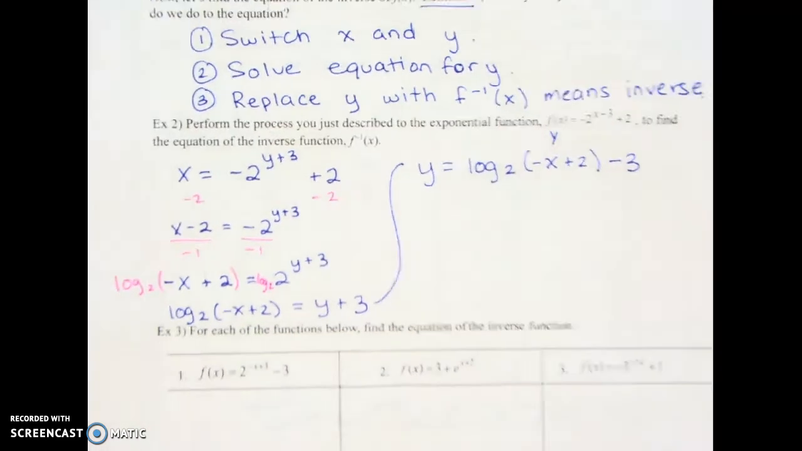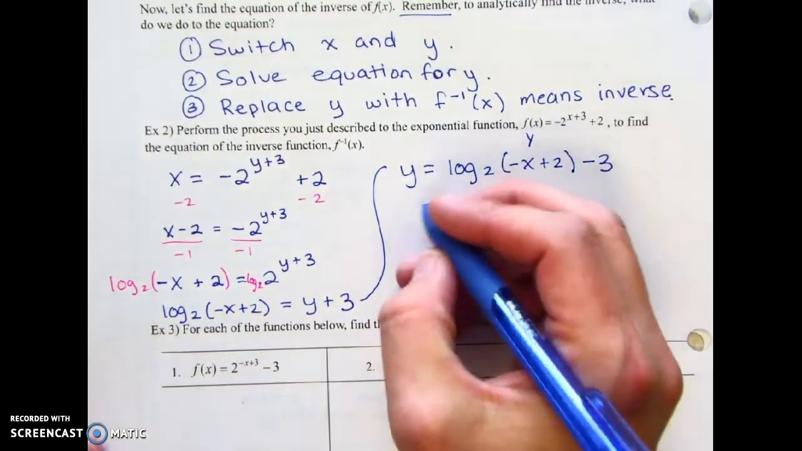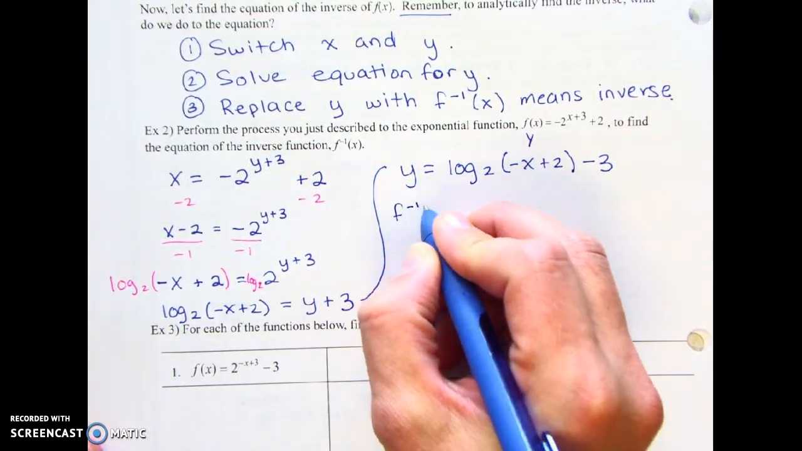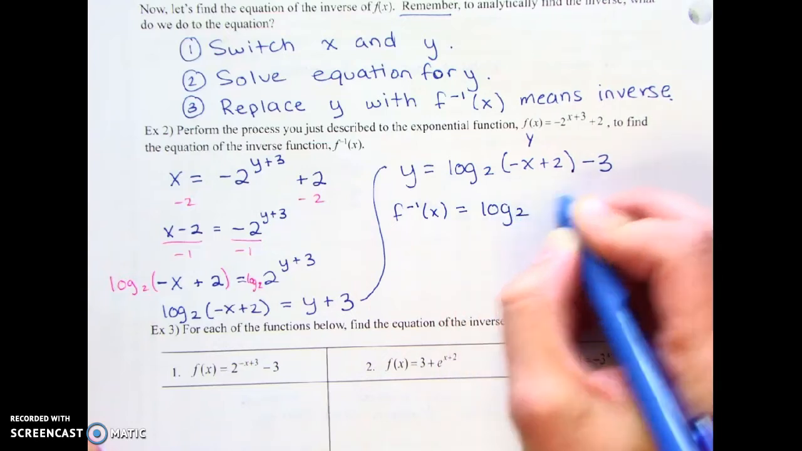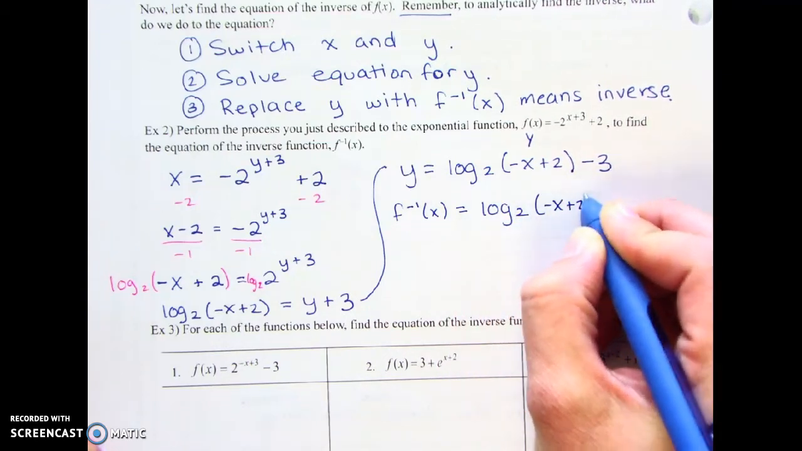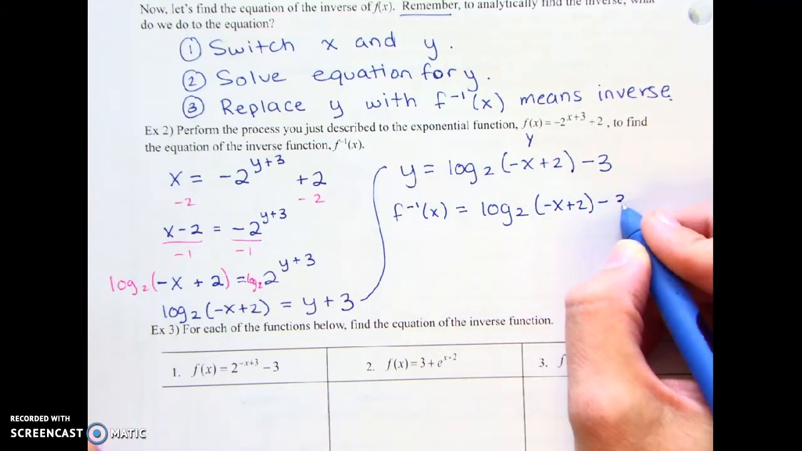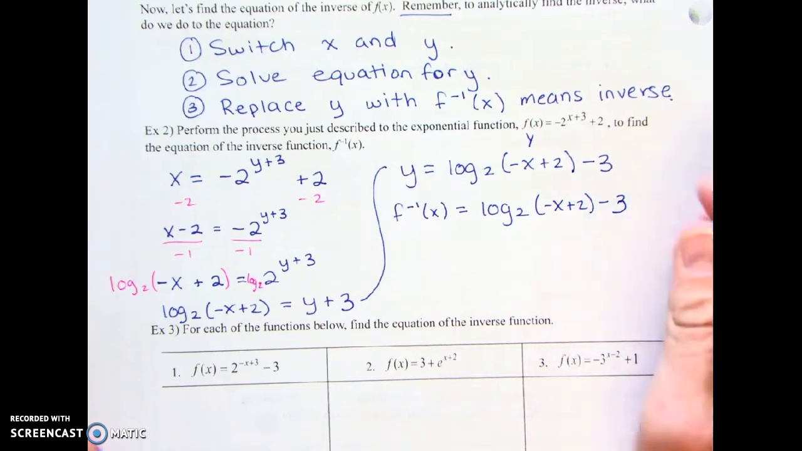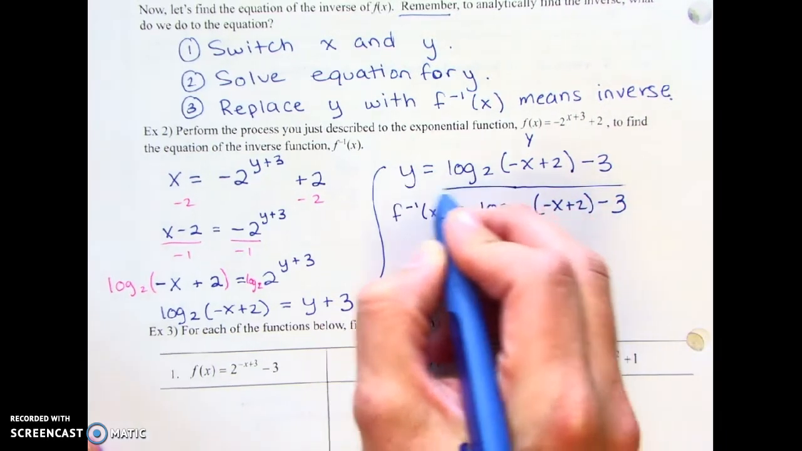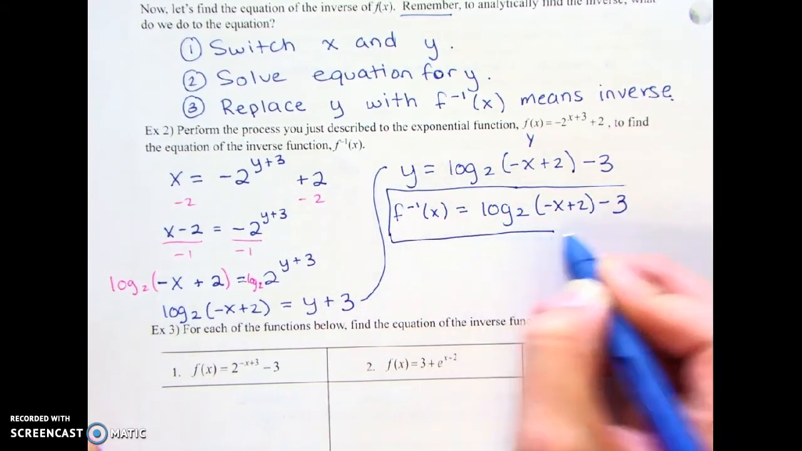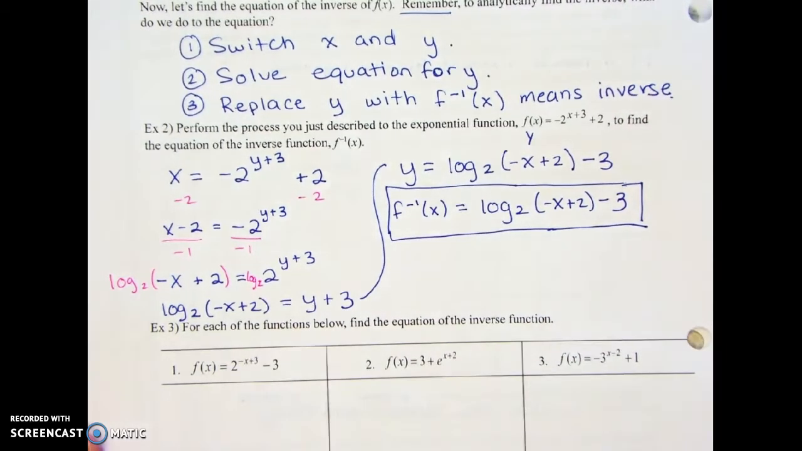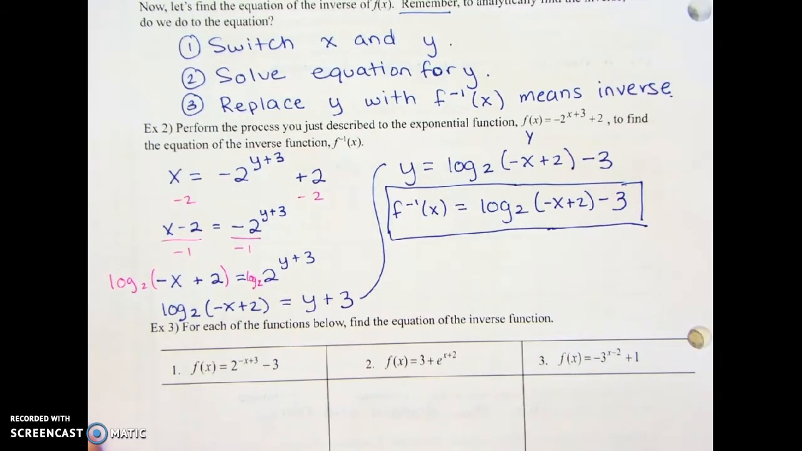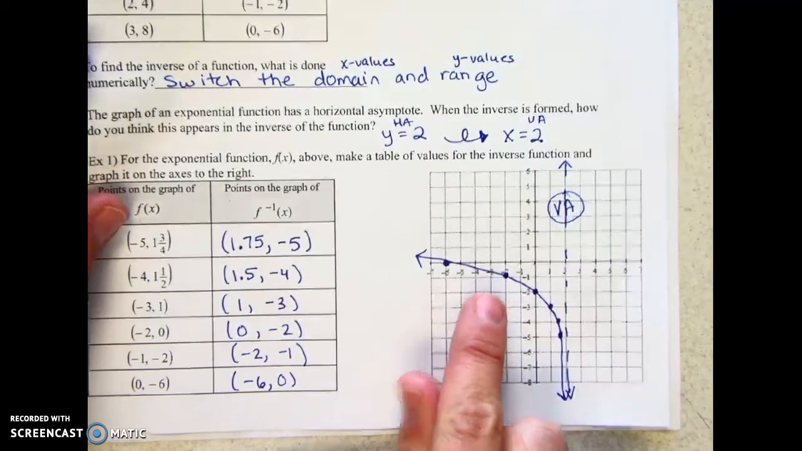Okay, so what does number 3 say to do? Replace y with the inverse function notation. And that's it. What is that? That is the equation of this graph.